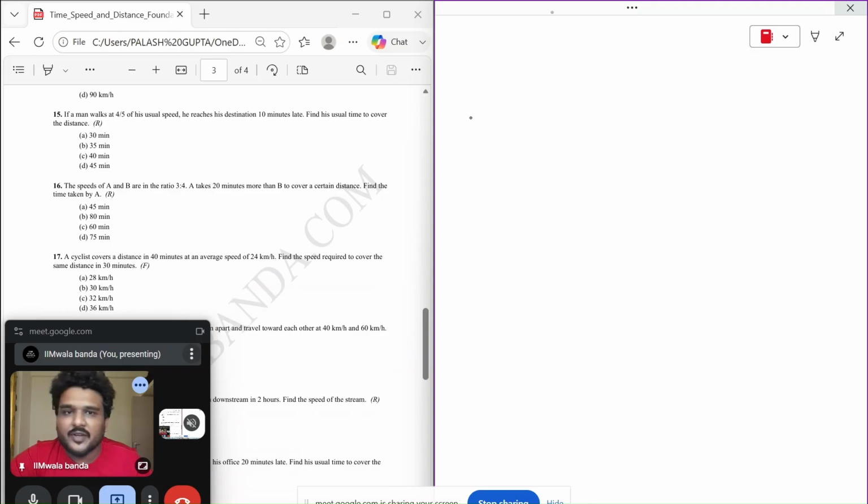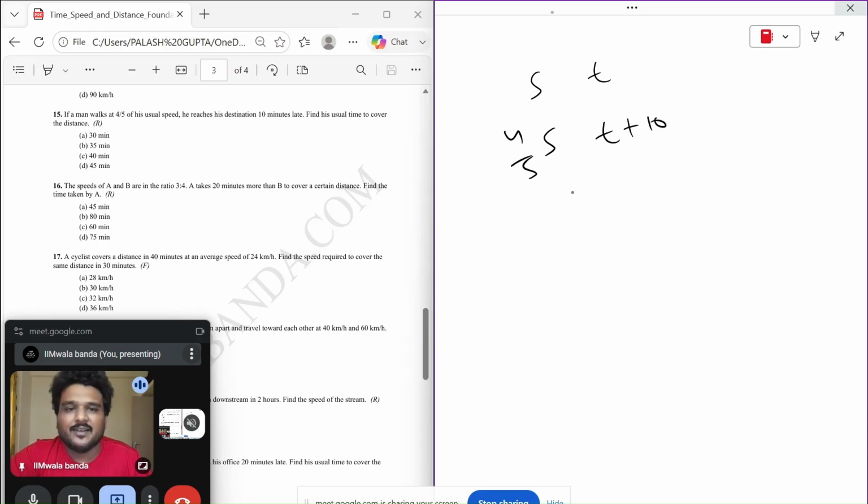Let's go. Question number 15. A man walks at 4/5 of his usual speed. In general, assume speed to be s, time to be t, and at 4/5 of his speed, he reaches the destination 10 minutes late. It is taking 10 more minutes. Time is in minutes, and t is also going to come in minutes. And this is a very basic, very common type of question where a man is either late or reaching early to a certain place, so different situations. And the thing to find is the usual time to cover.